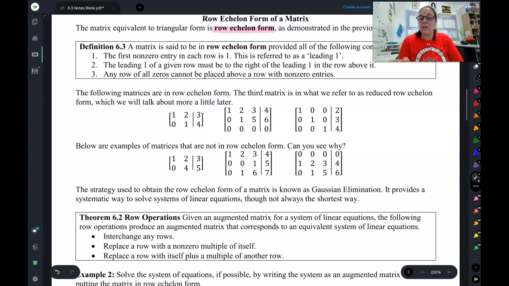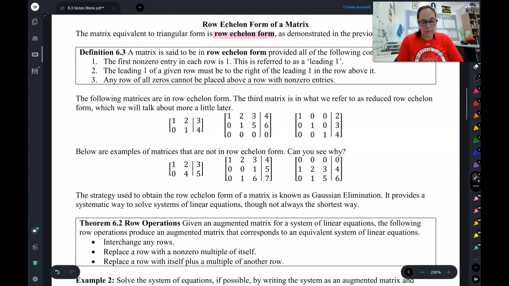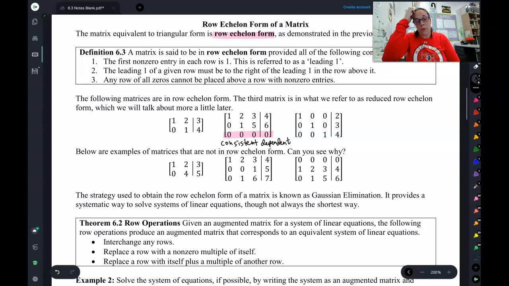So here's some more examples of row echelon form. This one is in row echelon form: upper triangular form, ones on the diagonal. We do have a row of zeros. As soon as you see that row of zeros, that should make you think consistent dependent. This is an example where you would need to do the T thing that we did last class. Anytime you get a row of zeros, that's a consistent dependent system.